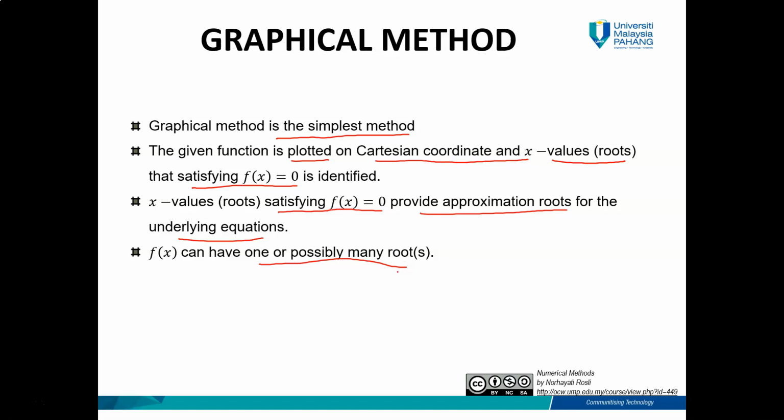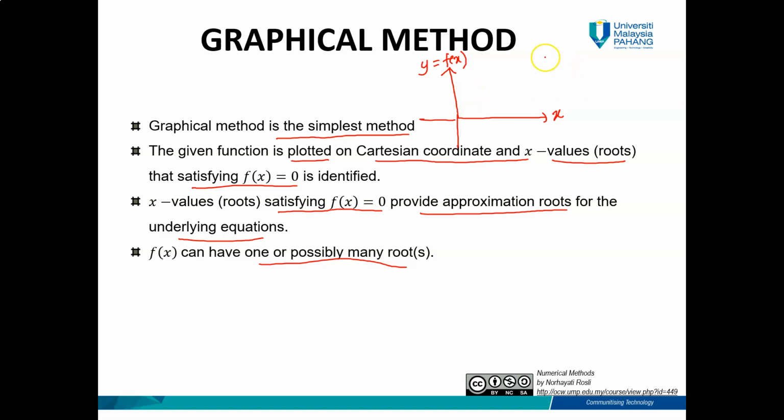What does it mean here? The graphical method means that you need to plot a graph of that function on the Cartesian coordinate. What does it mean by Cartesian coordinate? Cartesian coordinate refers to the rectangular coordinate, or the graph that you plot on the x and y axes, which consist of the positive side of the x-axis, the negative side of the x-axis, and also the positive side and negative side of the y-axis. And this y is also represented as a function of x.